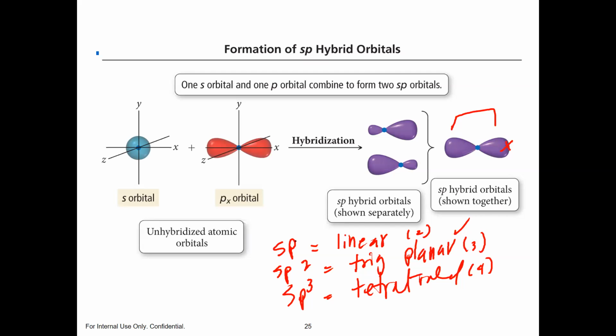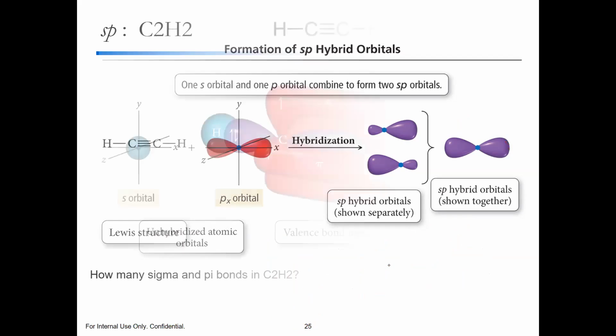So sp, 2 orbitals, linear. sp2, 3, trigonal planar. sp3, 4, tetrahedral. Okay? So this all makes sense. We already know about linear, trigonal planar, tetrahedral. Now when we do the mathematics of sp, sp2, sp3, it leads to these same geometries. You think that's a coincidence? No, it's not a coincidence.